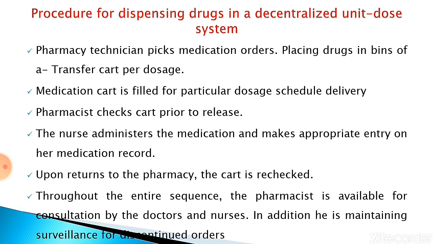Pharmacy technicians pick medication orders and place the drugs in the bins of a transfer cart per dosage. The medication cart is filled for a particular dosage scheduled delivery. The pharmacist checks the cards prior to release. The nurses administer the medications and make an appropriate entry on the medication record. The pharmacy technician picks the medication orders, places the drugs in the bins and transfers them to the particular department from where the medication orders were received. The medication carts are filled for a particular dosage scheduled delivery only.